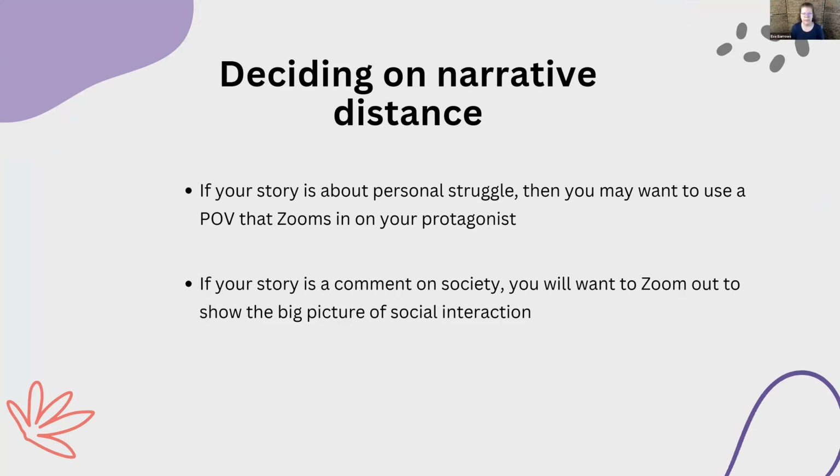So how do you decide what narrative distance you're going to use? If the story is about a personal struggle, then you might want to use a point of view that zooms in on your protagonist. And then if your story is a comment on society, you might want to zoom out to show the big picture of social interaction between characters.